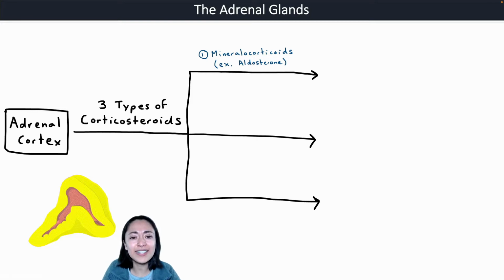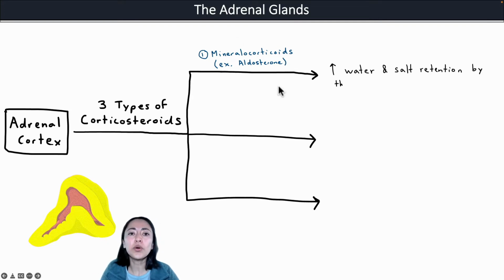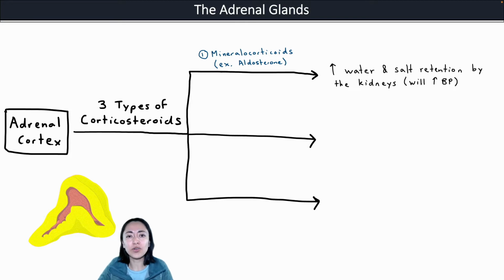As you could tell by its name, mineralocorticoids are going to have some effect over the minerals in your body. And so, for example, aldosterone is going to increase water and salt retention by the kidneys. So it's going to tell your kidneys to hold on to more water and salt within your blood. So what it does is it triggers the reabsorption of salt, and then what happens is water follows salt into the blood. And so instead of urinating out all that water and salt, your blood's holding on to it.